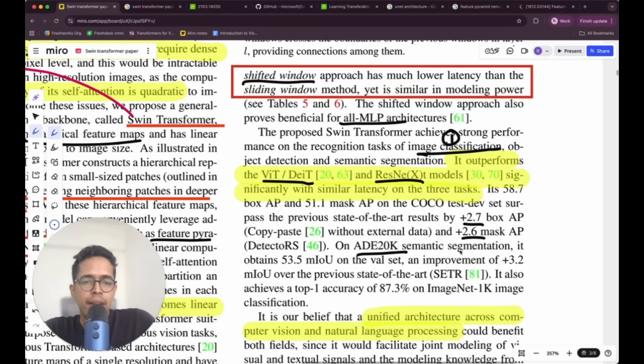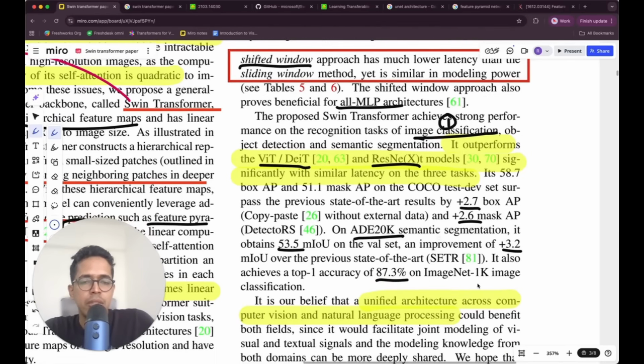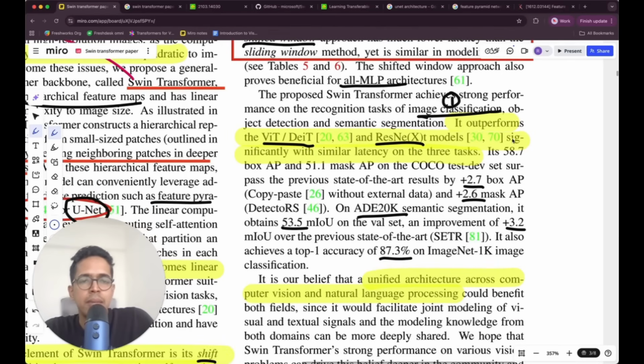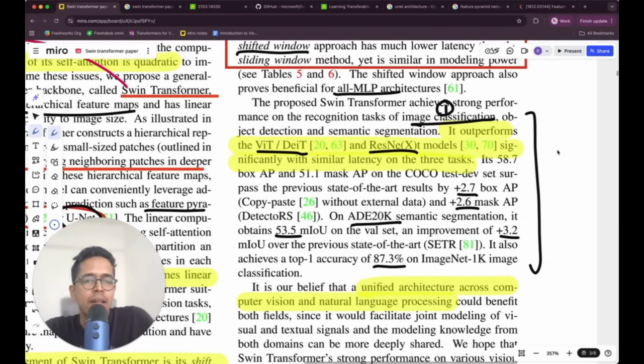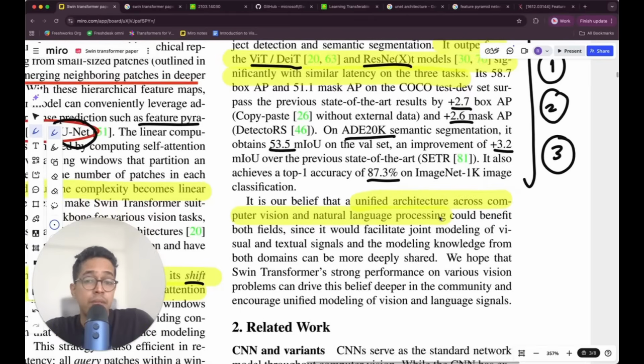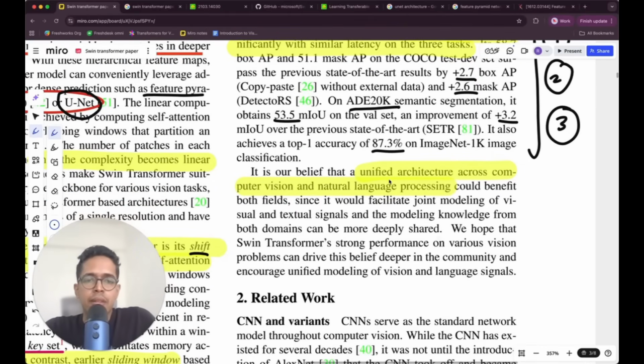On ADE20K for semantic segmentation, it obtains 53.5 mean IOU. IOU means intersection over union, on the validation set, an improvement of plus 3.2 mean IOU over the previous state of the art. It also achieves top-1 accuracy of 87.3% on ImageNet-1K image classification. So this is amazing. Basically, Swin Transformer is nailing all three tasks. Task number 1 is classification, task number 2 is object detection, and 3 is segmentation. Which is amazing.